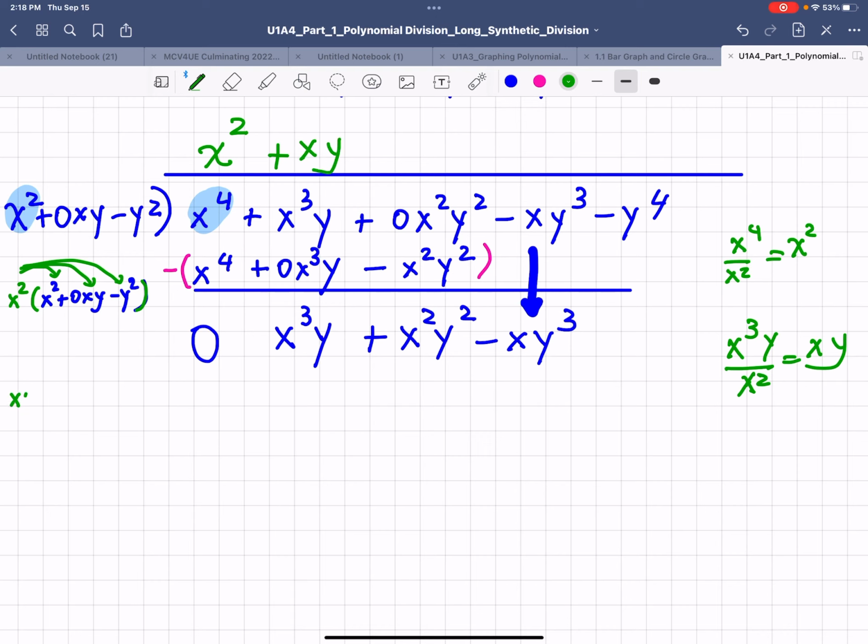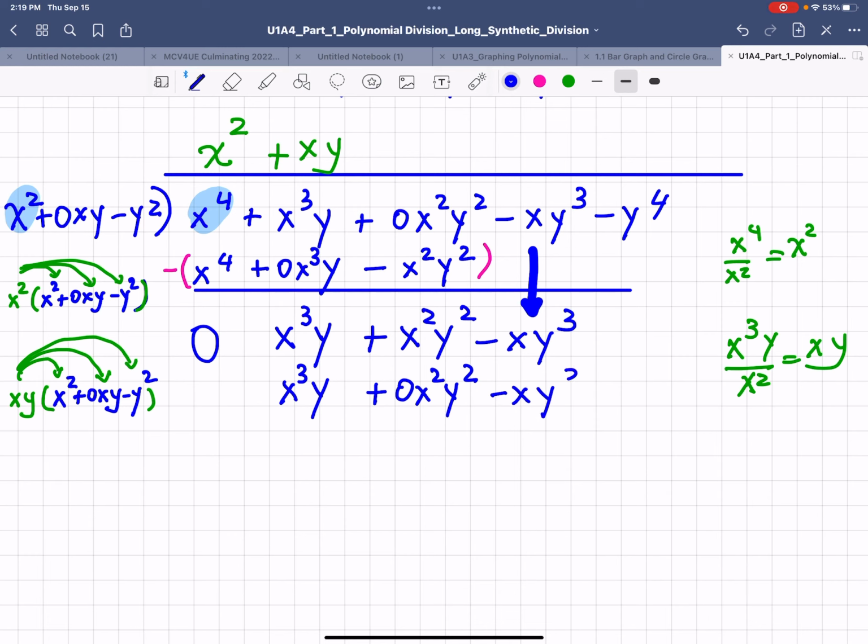Again, same idea. We take xy and we multiply it by the divisor, x squared, 0xy, minus y squared. So that will give xy times x squared, x cubed y. xy times 0xy will give 0 x squared y squared. xy times negative y squared will give negative xy cubed. Draw the line again and subtract.